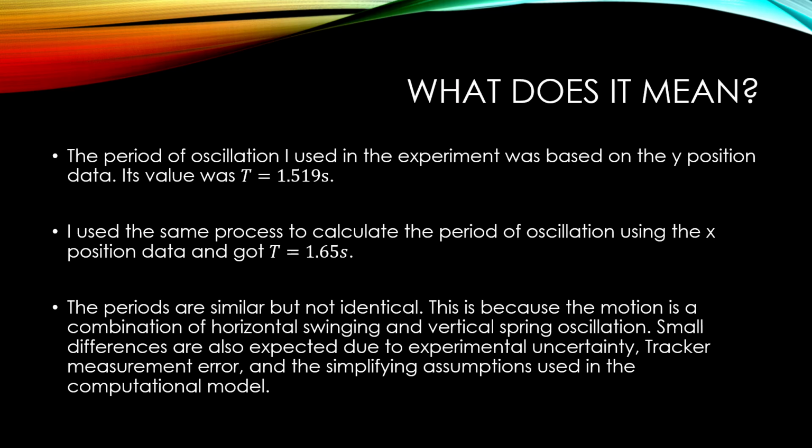The period of oscillation I used in the experiment was based on the y position data, and its value was 1.519 seconds. I used the same process to calculate the period of oscillation using the x position data instead and got T equals 1.65 seconds. These periods are similar but not identical. This is because the motion is a combination of horizontal swinging and vertical spring oscillations. Small differences are also expected due to experimental uncertainty, Tracker measurement error, and simplifying assumptions used in the computational model.